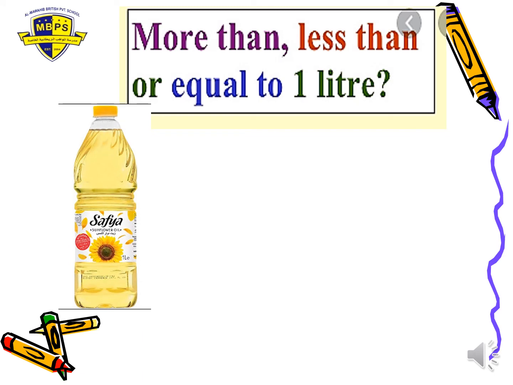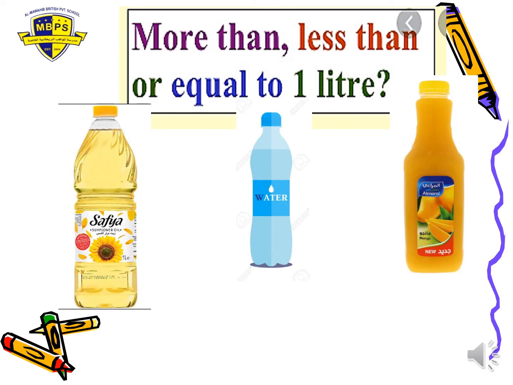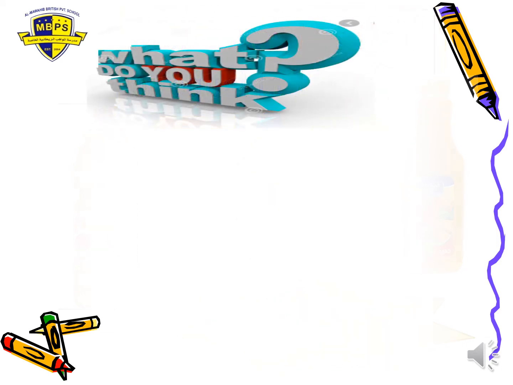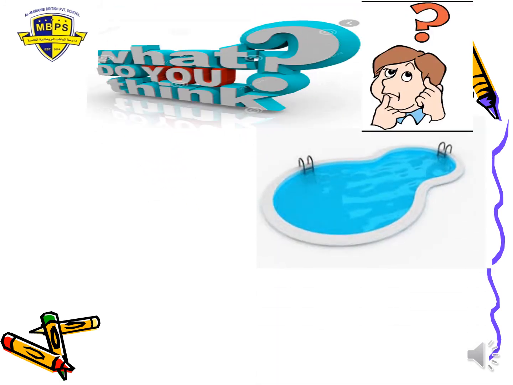What about these bottles, like the bottle of oil, the bottle of water, and the bottle of juice? You will find that it's written here 1L, which means that each bottle can hold an amount equal to 1 liter. Now, what do you think about the swimming pool? Does it hold more or less than 1 liter? Do you think it holds less than 1 liter? Of course not. It holds more than 1 liter.